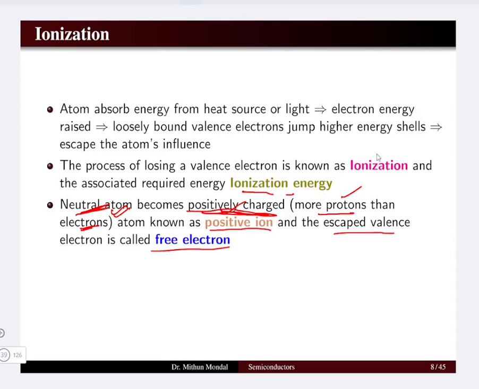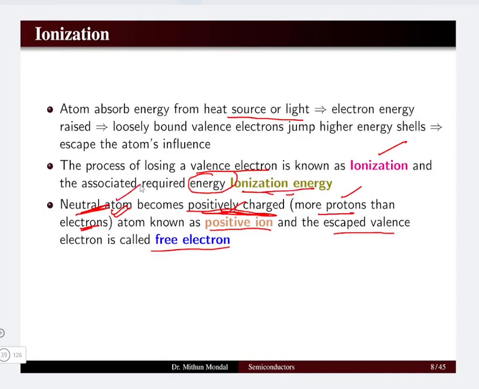So if we revise what ionization is, it is due to a heat source or light, which is the external source. The valence electron will leave the atom, and that is known as ionization, and whatever energy is required for doing this, that is for the valence electron to be free, is known as the ionization energy.